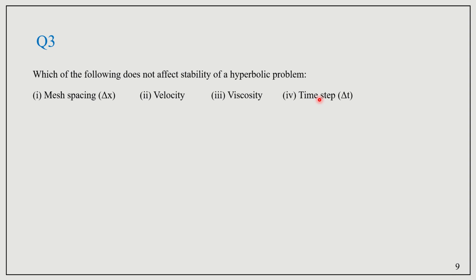We need to have a certain stability criterion. For example, the Courant CFL number, that is Courant-Friedrichs-Lewy, CFL numbers. Like those, we have certain criteria to get to know the stability of the problems.